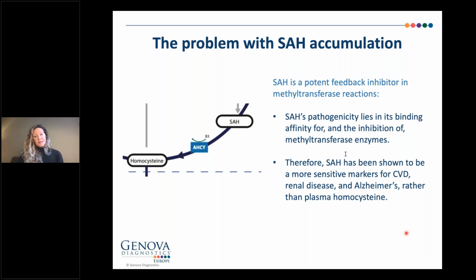And it's for this reason that plasma levels of SAH have been shown to be a more sensitive marker for clinical cardiovascular disease, renal disease, and Alzheimer's disease than plasma homocysteine. Methylation reactions ultimately depend on SAH removal, and as you can see, it also relies on the functioning of the AHCY enzyme, as you can see here, which is dependent on the availability of B3 for its functioning.